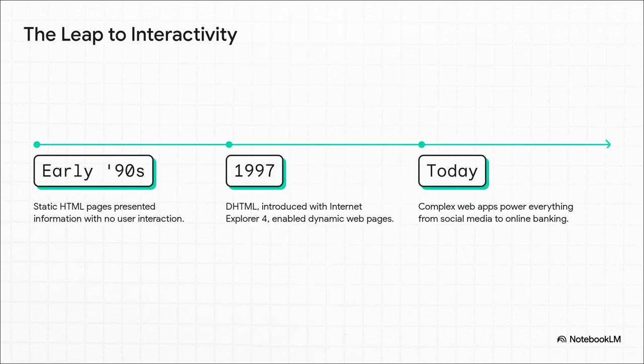So think about it. In the early days, the web was basically just a digital library. You could look up information, you could read it, but you couldn't do anything with it. As you can see on this timeline, the real turning point was 1997. When Microsoft released Internet Explorer 4, they introduced this concept called DHTML, and that right there changed absolutely everything.